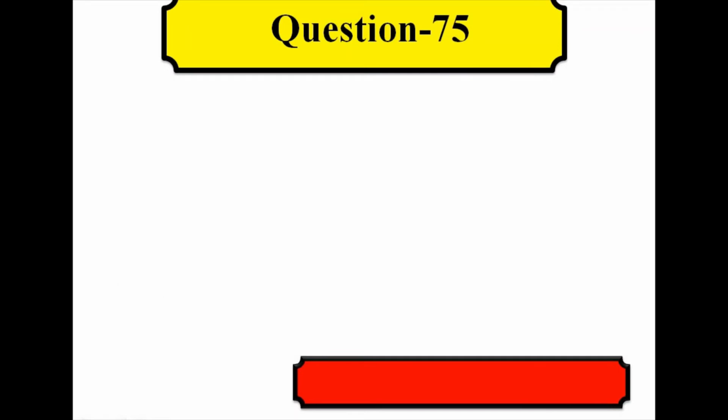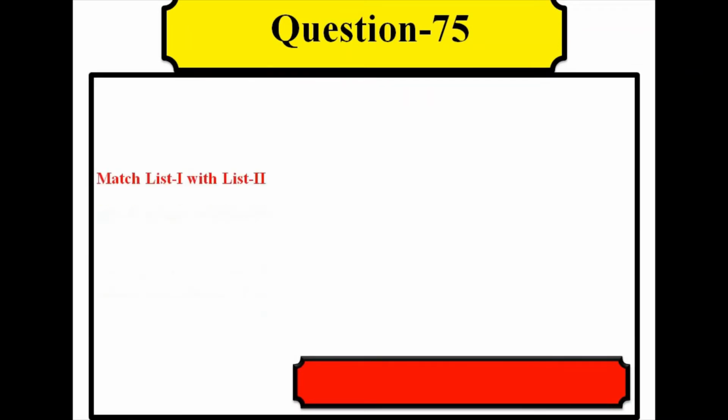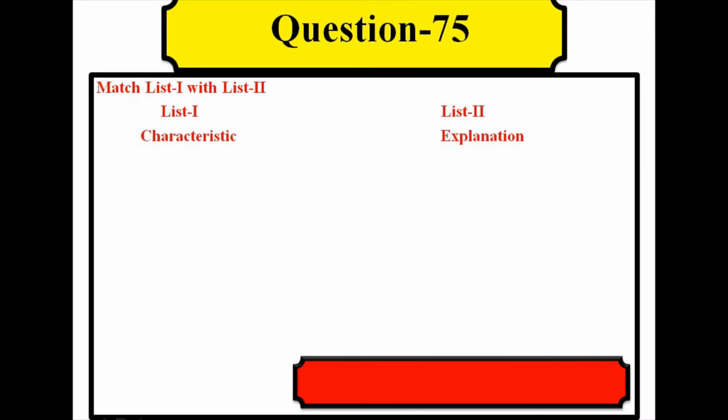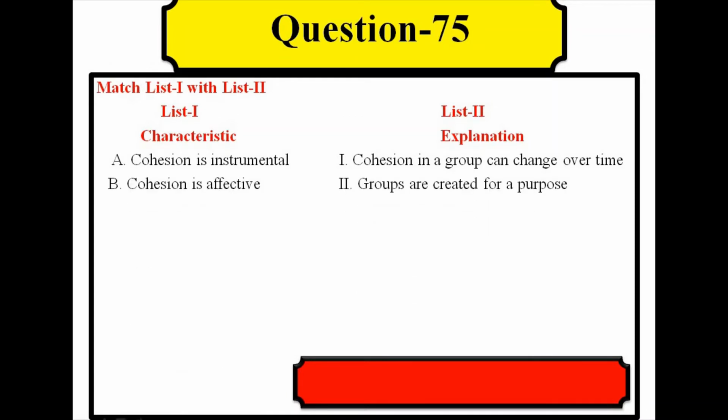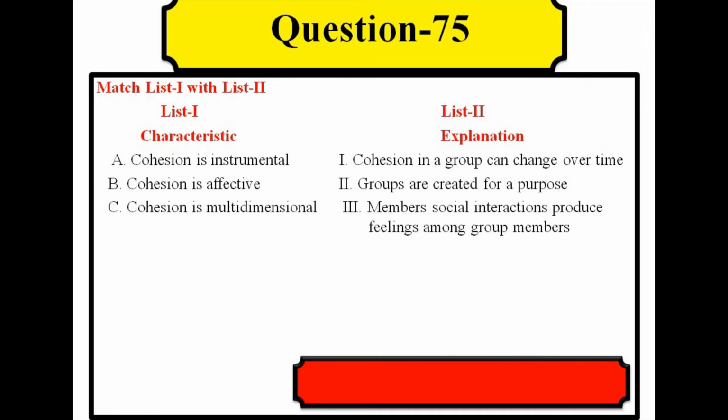Question 75. Match list 1 with list 2. List 1, list 2: characteristic, explanation. A. Cohesion is instrumental 1. Cohesion in a group can change over time. B. Cohesion is affective 2. Groups are created for a purpose. C. Cohesion is multidimensional 3. Members' social interactions produce feelings among group members. D. Cohesion is dynamic 4. Factors that keep the group intact.